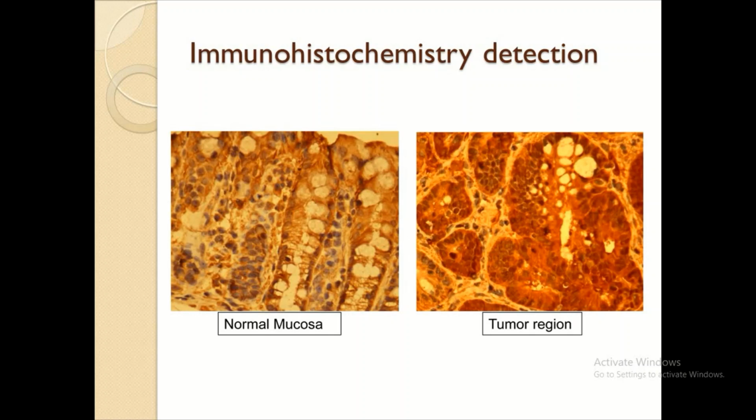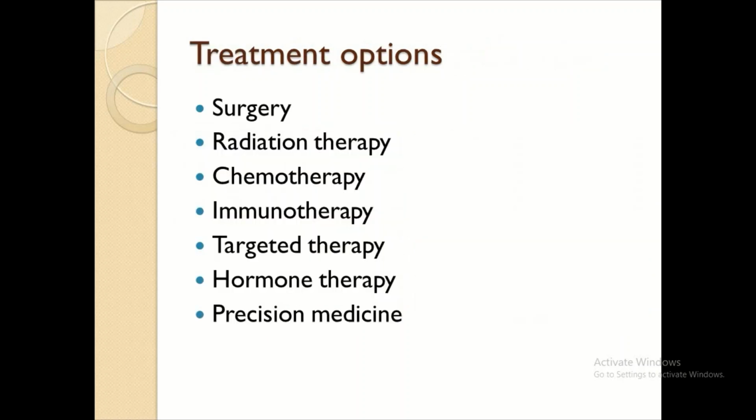So this is another specific method; another diagnostic method is the immunohistochemistry method. These sections were stained with PCNA, that is proliferating cell nuclear antigen, which shows the highly proliferating cells. So these sections were stained with this PCNA antibody, and you see the normal mucosa has not that intense brown color, and you see the tumor region has a highly intense brown color. That's because the tumor contains highly proliferating cells.